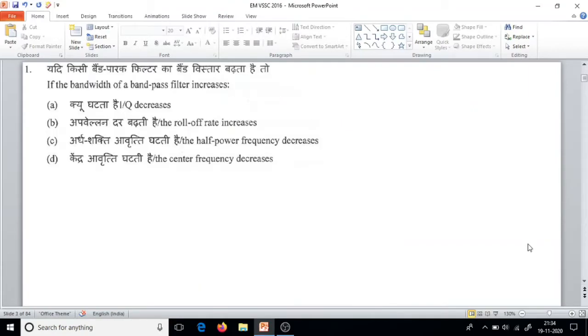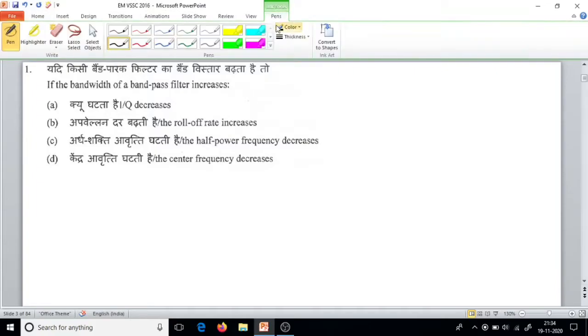Okay, we'll start. Question number 1. If the bandwidth of a band pass filter increases, what happens? To solve this question, I will draw the resonance curve. So this is the frequency and this is the current I. We will get a curve like this.